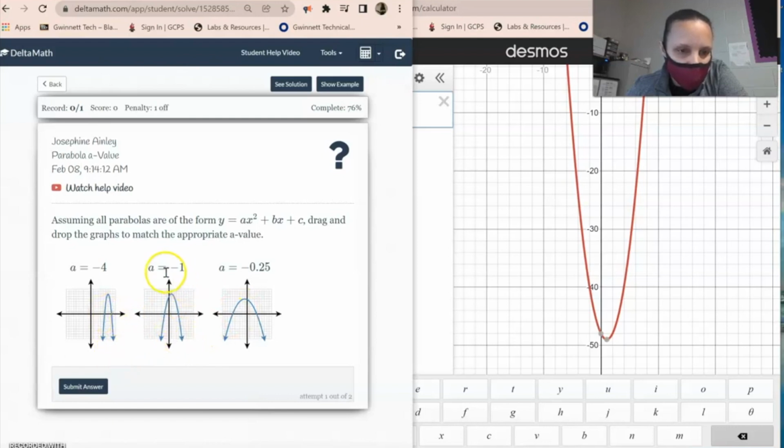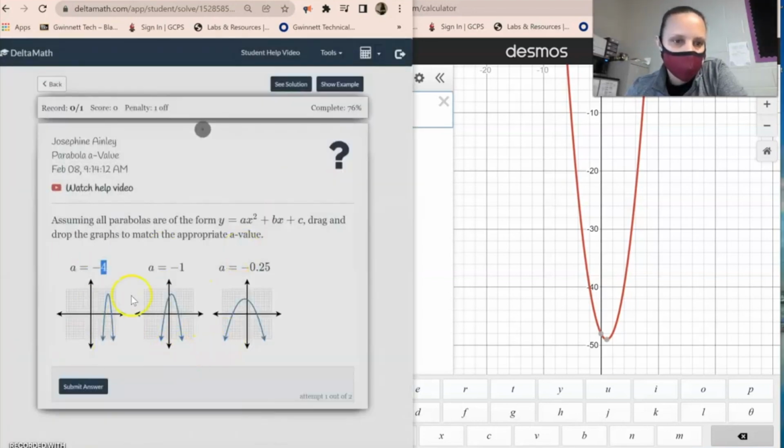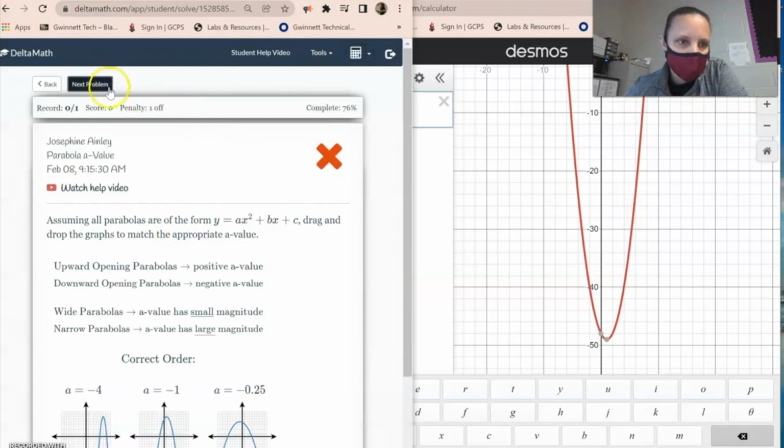Then the second smallest number will have the second widest graph, I guess. Or we can do the largest number will have the narrowest graph, whichever way you're going to look at it. So this is the largest number, so ignore the negatives. This is the largest number, so it should have the thinnest graph. Okay, I'm going to do another one because I want to make sure. Okay, so I'm going to get that wrong. So I can do another one.